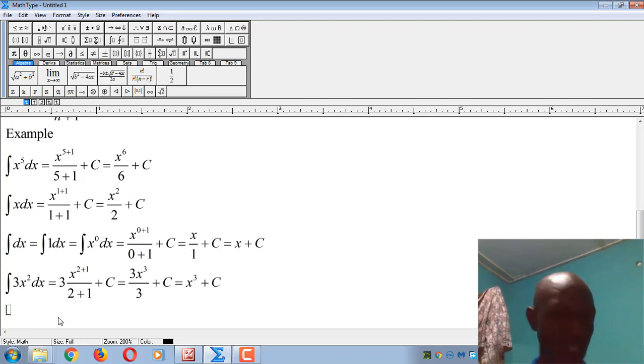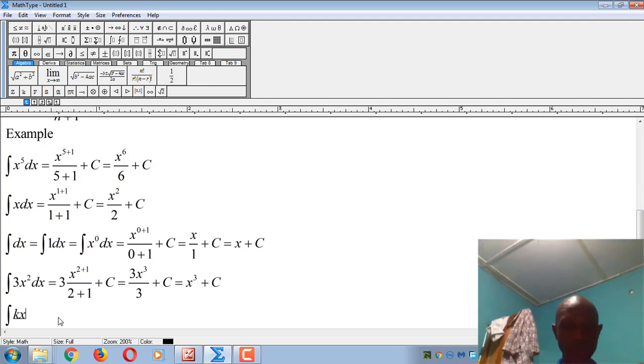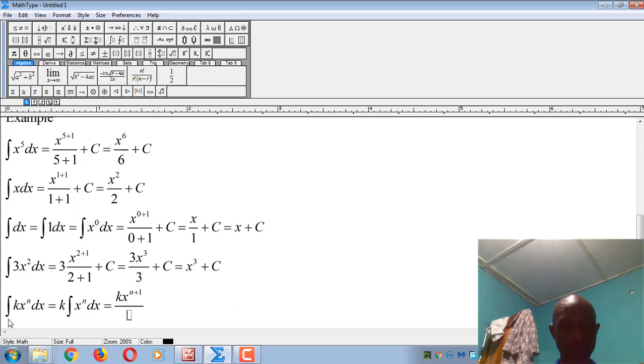Now I want you to take note of something. If you have k times x to the power of n dx, you can bring out that k. So invariably you have k times x raised to the power of n plus 1, over n plus 1, plus c.